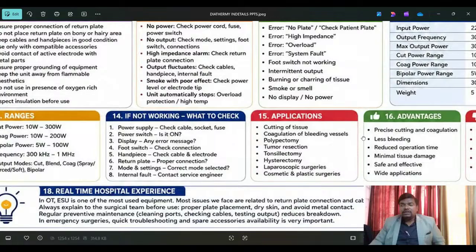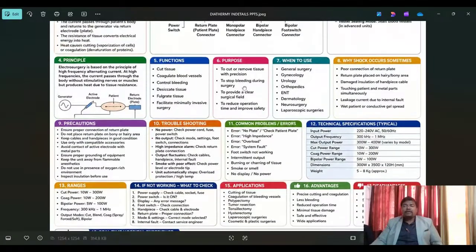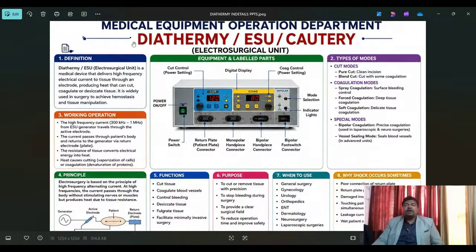So these are all the points I have explained: check before use, use with care, ensure safety, and save lives. I have explained these points very well, and these are all about diathermy. If you study these things, in your college time this much information nobody gives you. Even if they give it, you have to finish the subject up to college and study for the purpose of passing the test, but here, to qualify for the job, this is my live session. These are all the things I have covered.